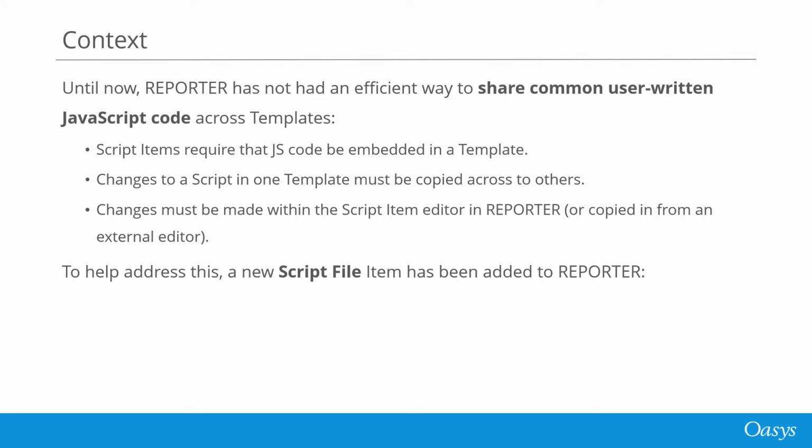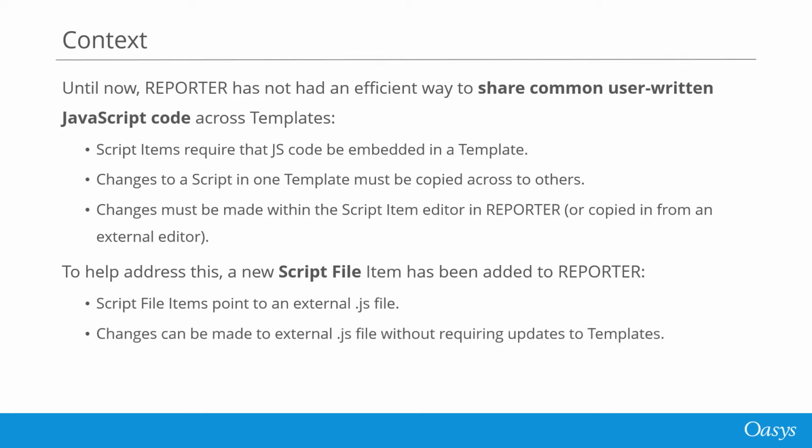To help address these issues, a new script file item has been added to Reporter. Script file items point to an external JavaScript file. Changes can be made to the external JavaScript file without requiring updates to individual templates. Any external editor can be used for making these changes. This should make it far easier to share code between templates and eliminate the burden of needing to update multiple templates whenever that code needs to be modified.